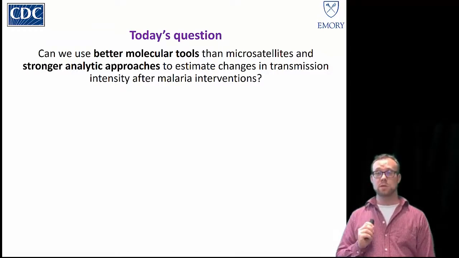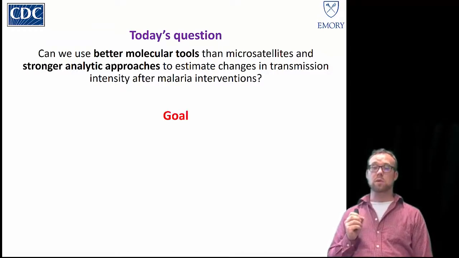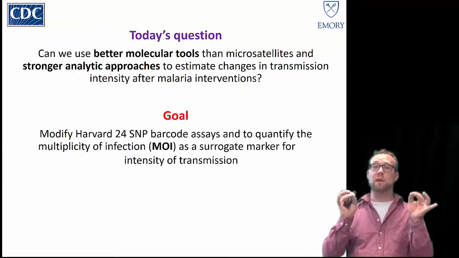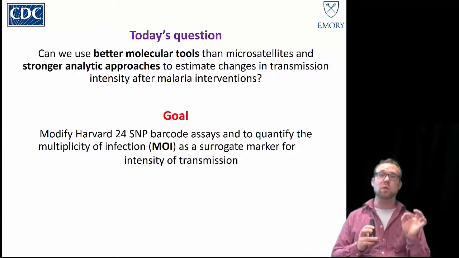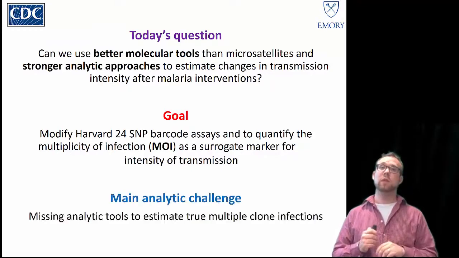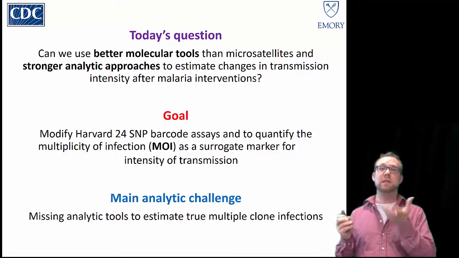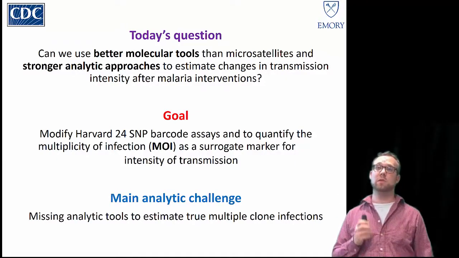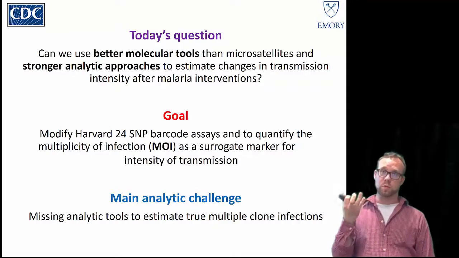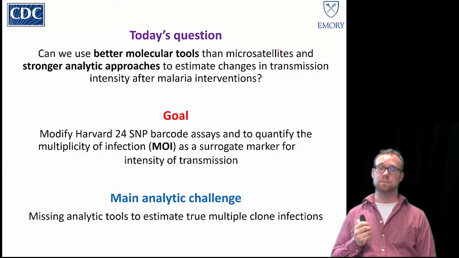So our goal is to study 24 SNP barcode sequences that were identified by Harvard and try to quantify the multiplicity of infection as a surrogate marker for the intensity of transmission. But even if we succeed at doing that, we have this analytic challenge. We're missing the analytic tools to be able to estimate the true malaria prevalence. We don't know how to assess multiple different clone infections.